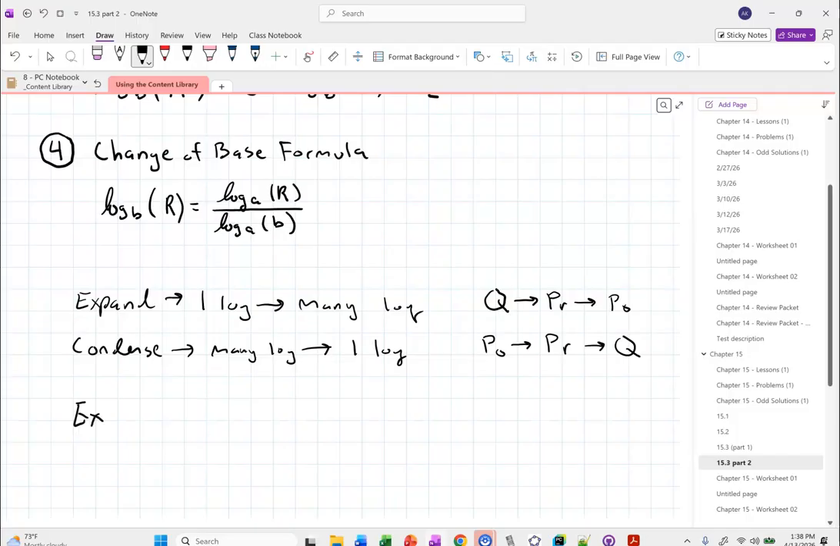So here we're going to do some examples, and then we're going to kind of sit here for a minute and soak this up. So the first type of examples we're going to do are expanding.